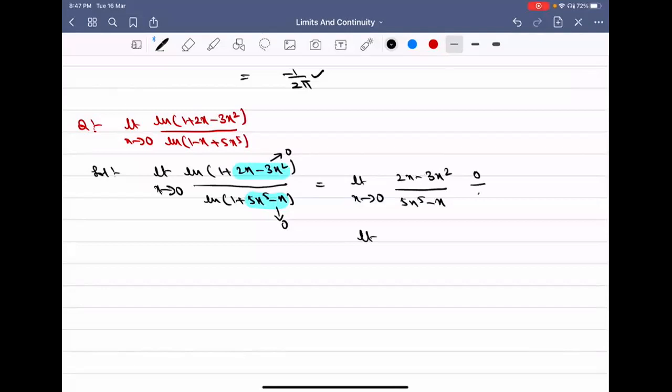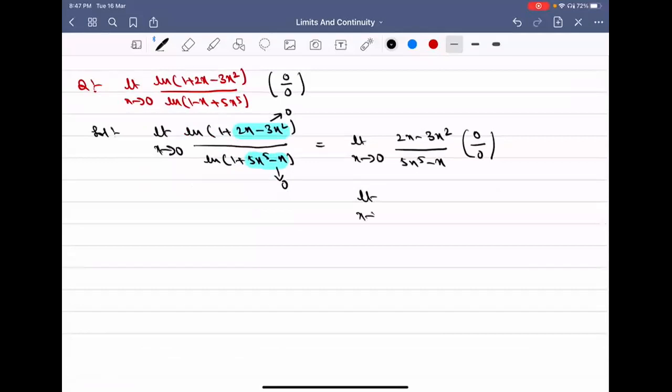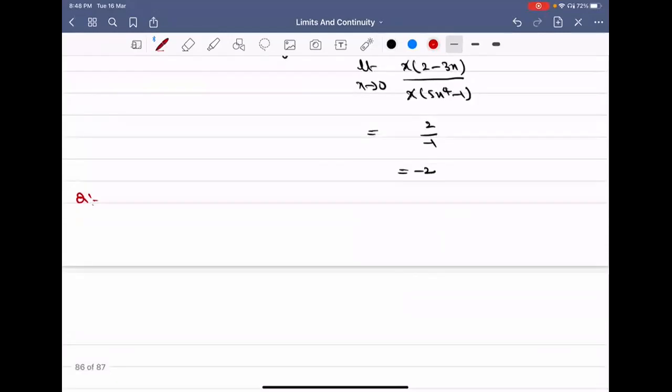Now this is of the form 0 by 0. Initially it was in the form of 0 by 0, that's why we are doing all these things. So again it's 0 by 0 indeterminate form. Therefore, limit x tends to 0, take x out common: 2 minus 3x over, here take x out common, 5x power 4 minus 1. Now x cancels. If you substitute x equal to 0, what do you get? 2 over minus 1, that is equal to minus 2. This is the answer.